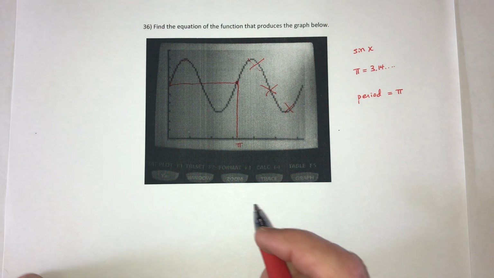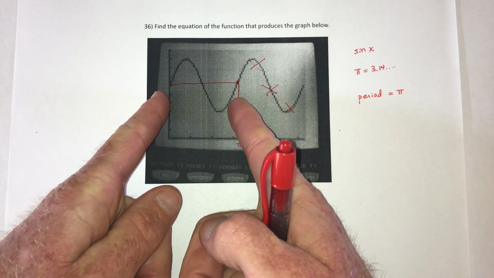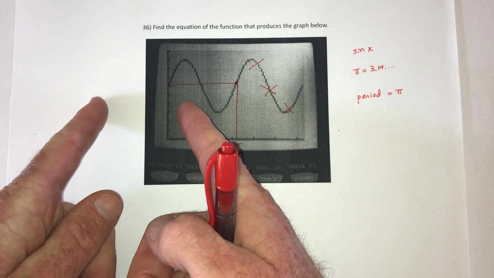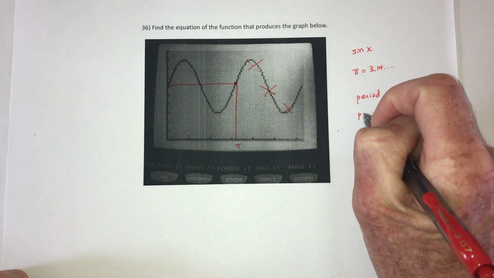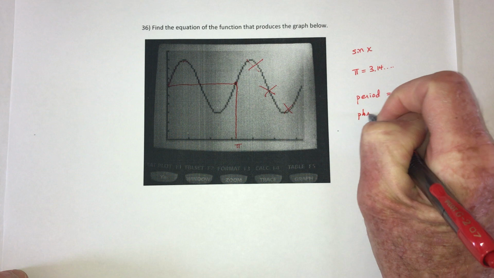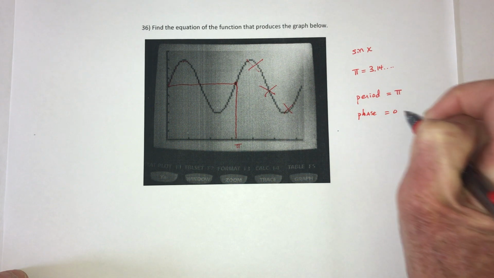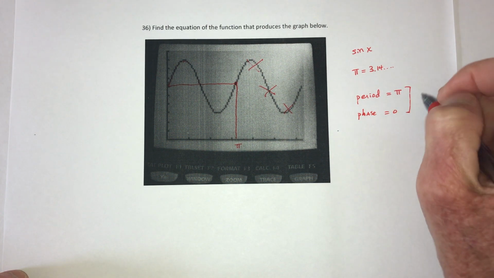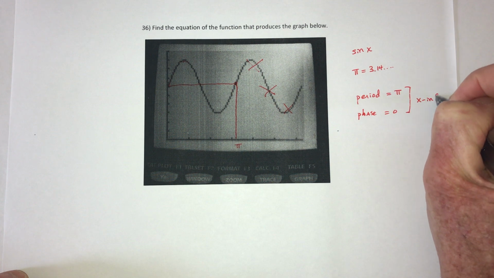And as far as other x information, this is not shifted to the right or to the left. So the phase shift is 0. So that is the x information.